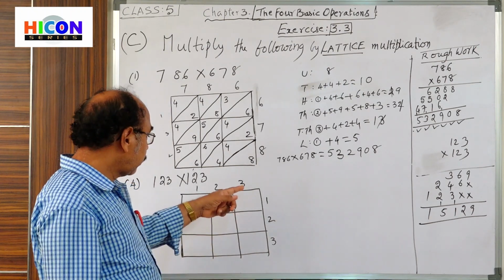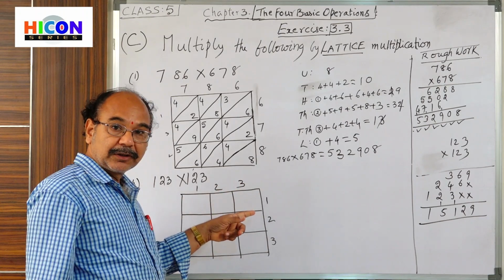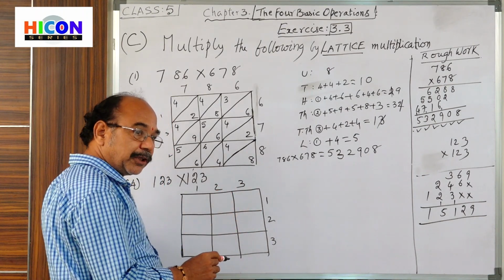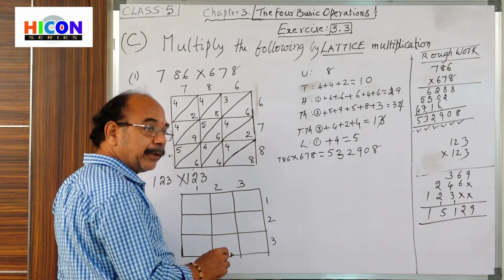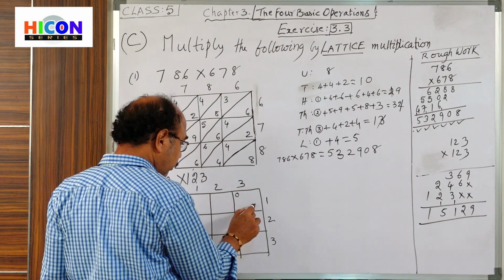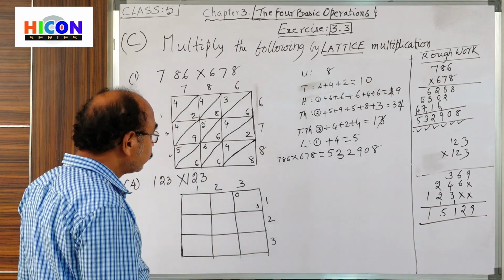Now multiply all the digits of the first number with 1. 1 times 3 is 3. 3 can be written as 0 3. So here 0, here 3.